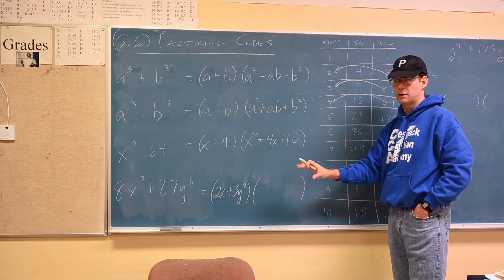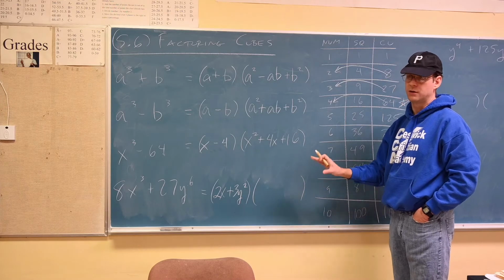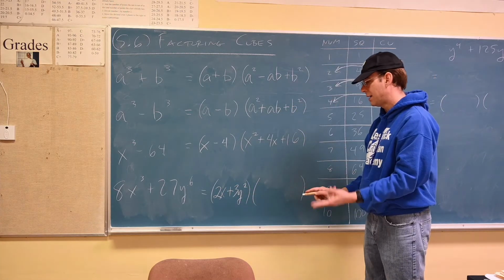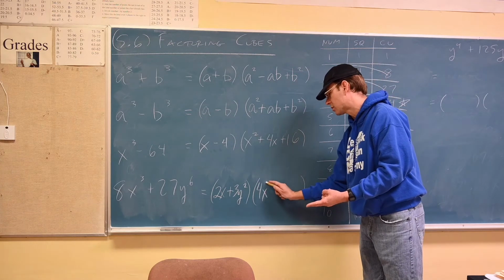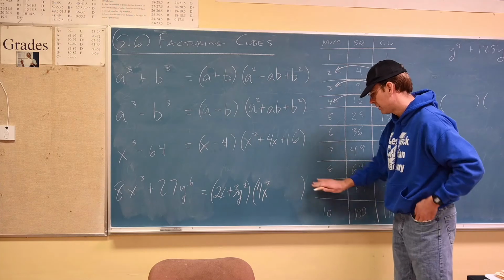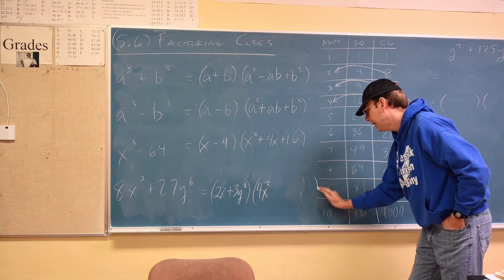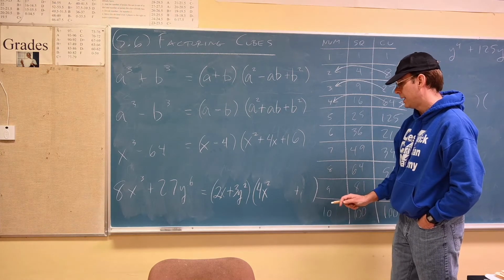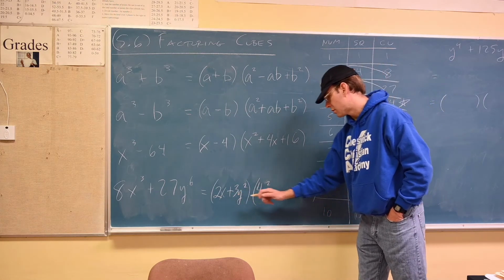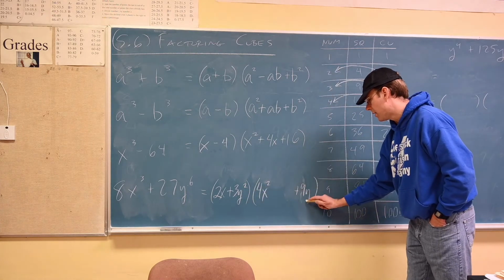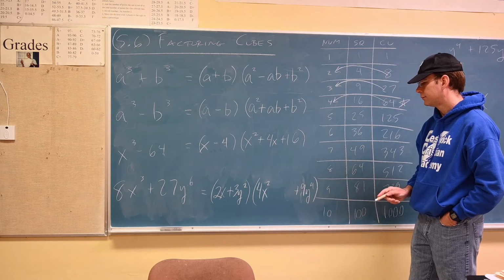Then quit looking at the original problem. Only look at the factor you made. First item times itself. 2x times 2x would make a 4x squared, because 2 times 2 is 4, but x times x is x squared. If we make this just a little bit longer, at the end we'll get a plus always. 3 times 3 is 9. Y squared times y squared is y to the 4th.